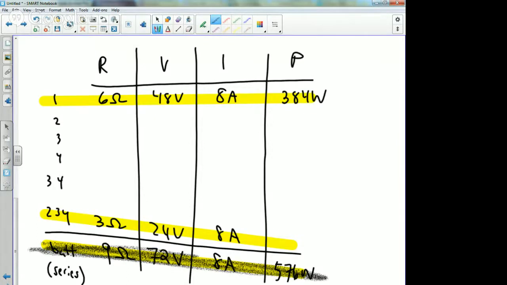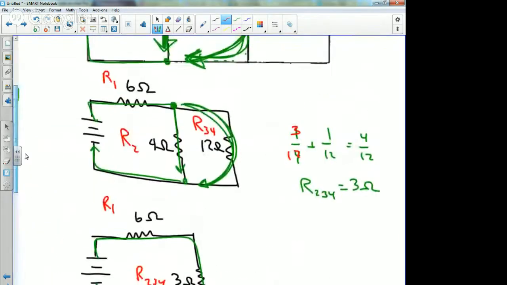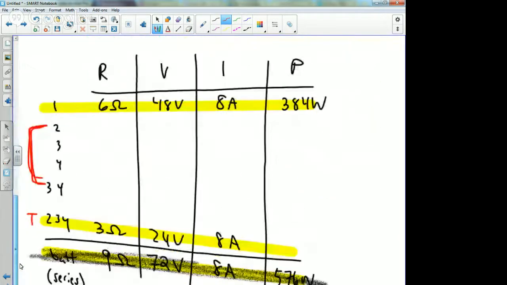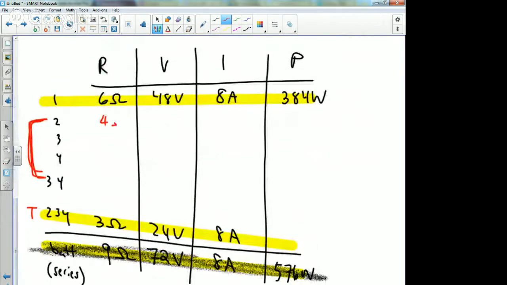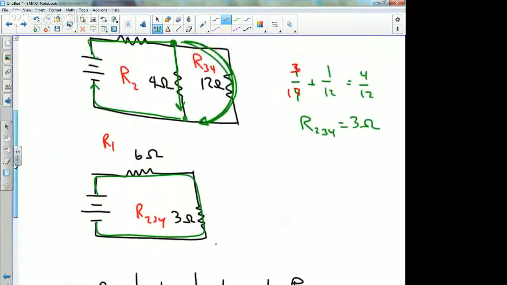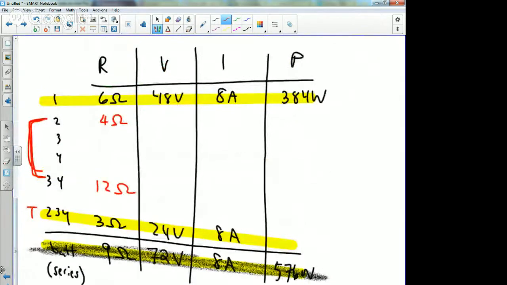But if you think about it this way, okay? Before that bottom one was the total, right? You guys okay with that? Now what we're going to say is 2 and 34. This is the total over here for 2 and 34. So for 2 and 34, I know that you have 4 ohms, and 34 was 12 ohms. And you can see the 4 plus 12, you guys got 3, correct? And what kind of circuit is 234 really? It's a parallel. So we write down parallel here.